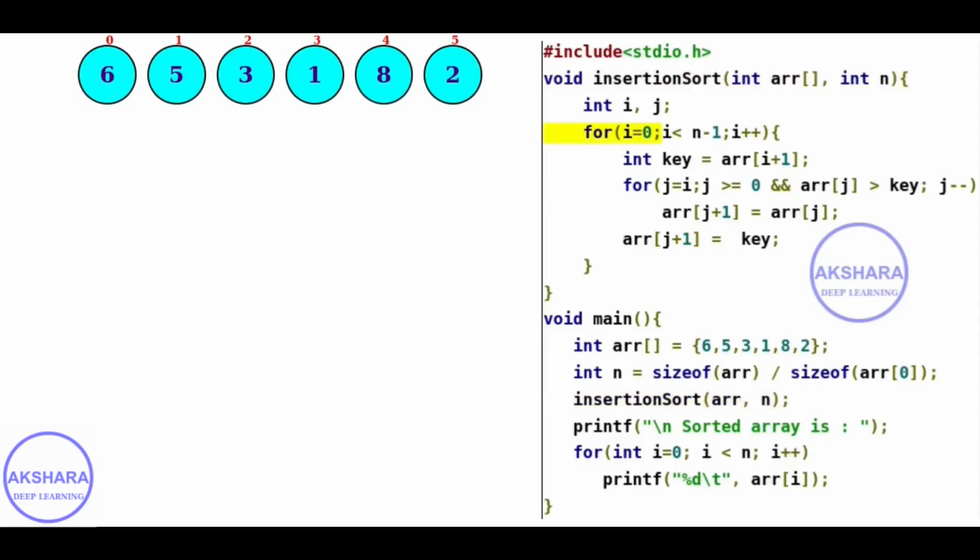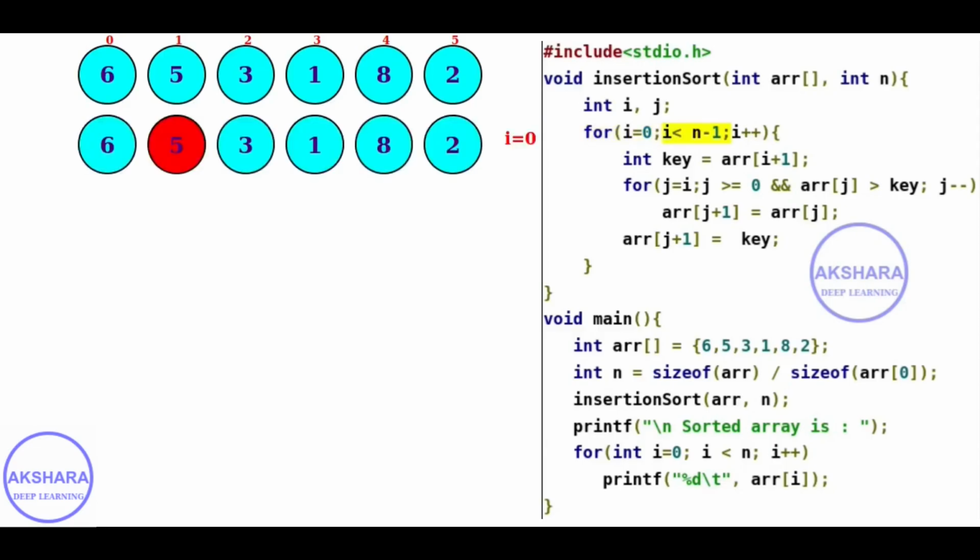Here I use i as the loop variable for this outer loop. i will start from index 0. Now the first pass will start. i less than n minus 1. So this array of i plus 1, means the element at index 1, will be removed from the input. That needs to be compared with the maximum element within the sorted array. Here in the sorted array we have only a single element, that is the element at index 0.